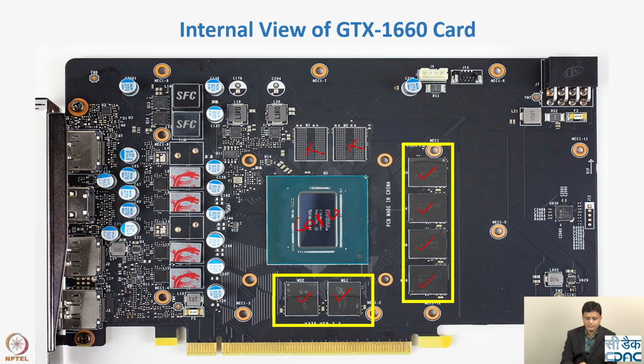Another parameter is that instead of many chips, I can use one chip with more data capacity. Suppose this chip is 1 gigabyte; instead of that I can use a 4 GB chip. That is another way the GPU's memory can be increased.